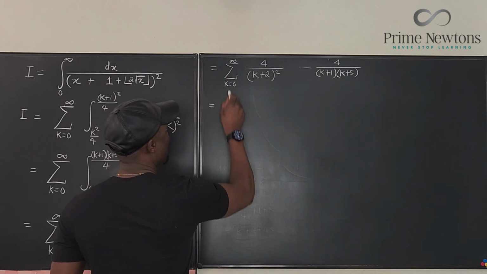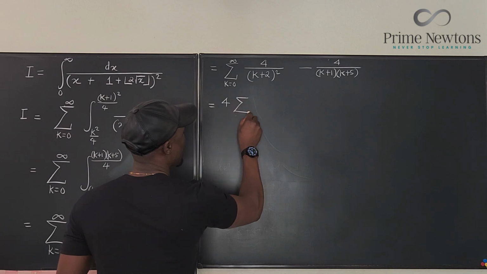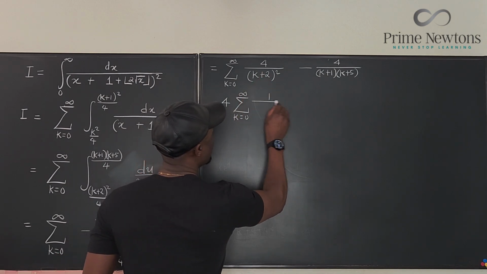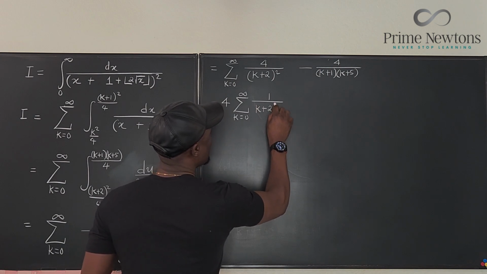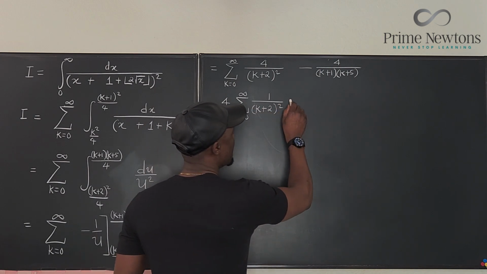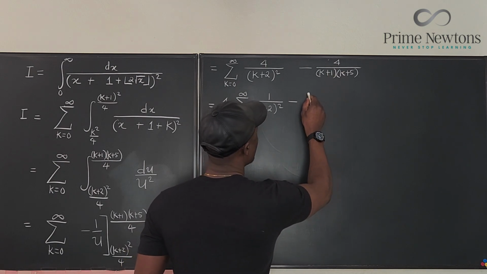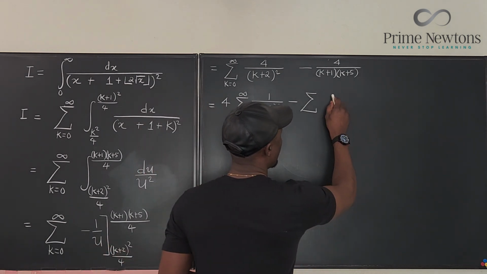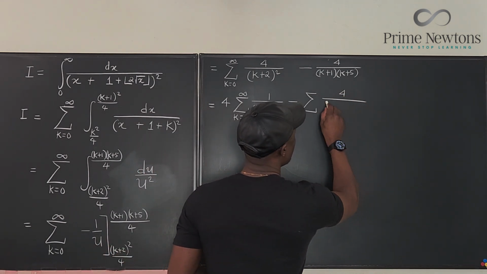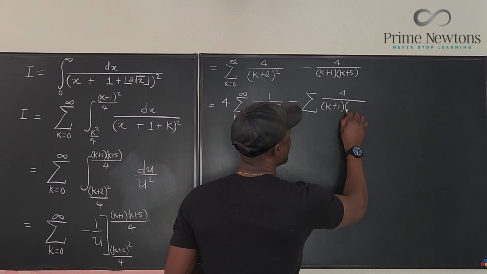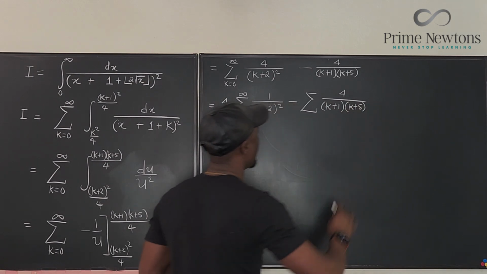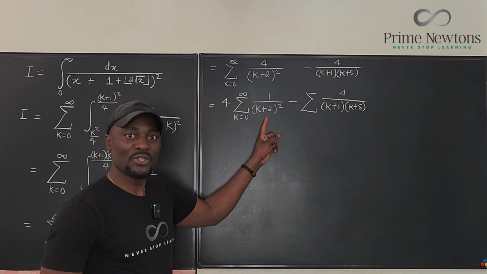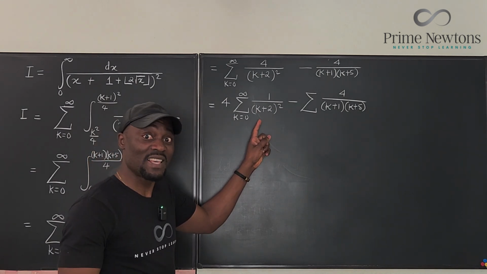So I'm going to pull the 4 back and write 4 times the sum from k equals 0 to infinity of 1 over (k plus 2) squared, minus, and here I'm going to leave the 4 on top because when I did it, I noticed that it was better to leave the 4 on top. So it's going to be 4 over (k plus 1) times (k plus 5). Nice. Am I missing anything? No.